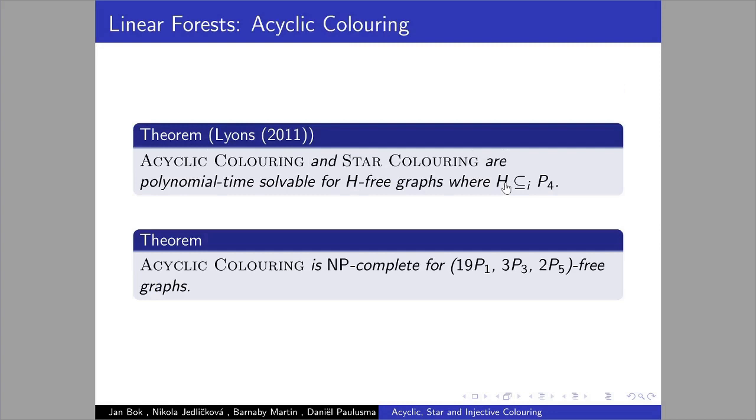Now the case where k is part of the input. First we have this result of Lozin, which says that acyclic and star coloring are polynomial-time solvable when H is an induced subgraph of P4. And then we have this theorem, which shows that cyclic coloring is NP-complete for 19P1, 3P3, 2P5-free graphs. This is quite a complicated construction, which I won't go over now, but it does leave us with only finitely many open cases for acyclic coloring.